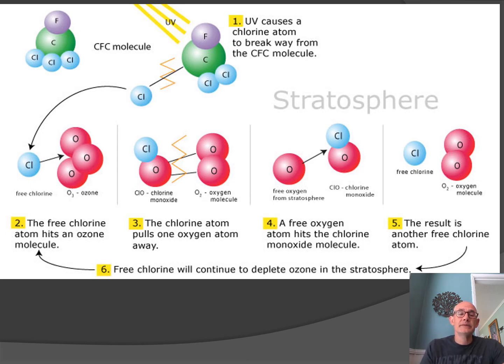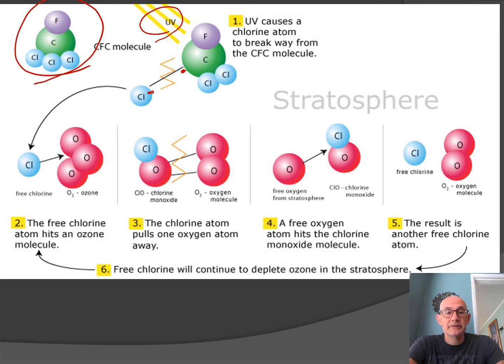So here's what we see. We see a CFC molecule here. The CFC molecule is getting broken apart by the UV light. And so then you have a free radical chlorine and a free radical CFC. The little dot represents a free electron. That's what makes it a free radical. That makes it very reactive because it's not in a complete orbital. It wants to react. It wants to be stable.